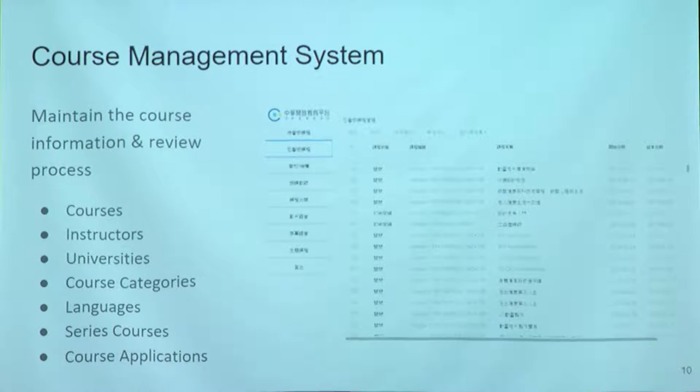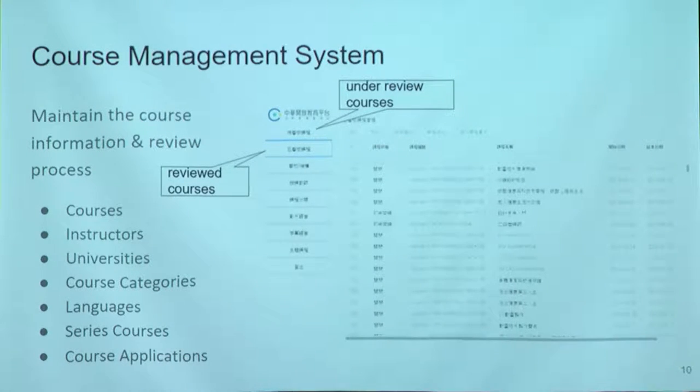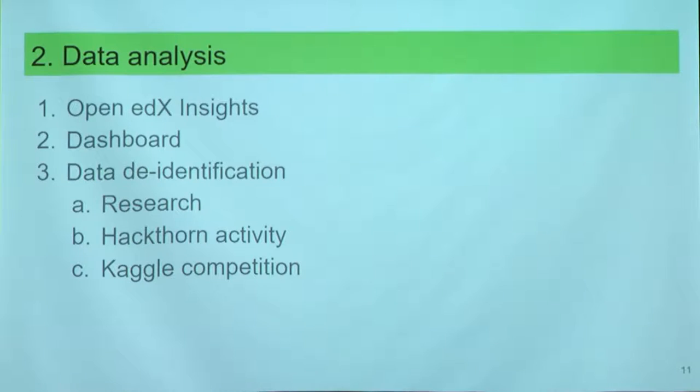Behind the curation system, there is a course management system, because we have to control the quality of the courses. Each teacher submits their course to our system. Our course manager will assign some experts to review the course. So here you can see what courses are under review, what courses have passed the review, and can then be curated in our system. Of course, they can also maintain the information about the university and the teacher's information. Okay, that's about the curation system.